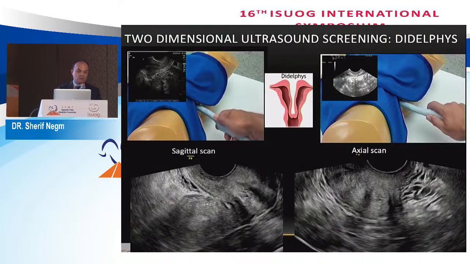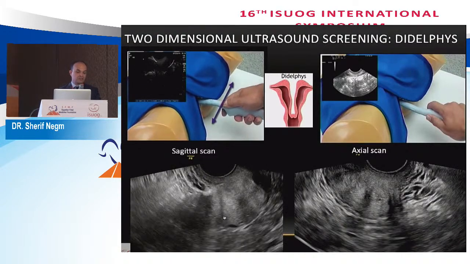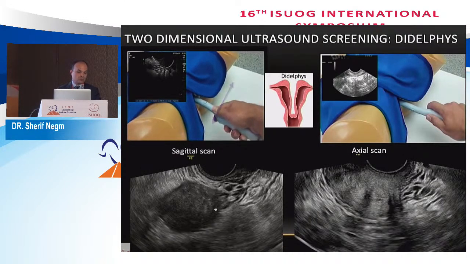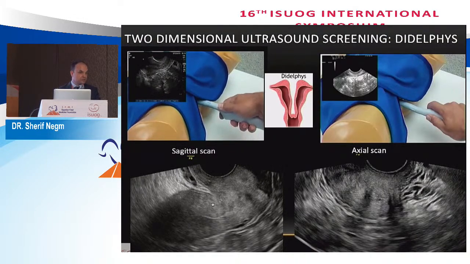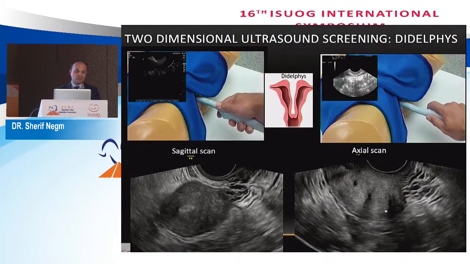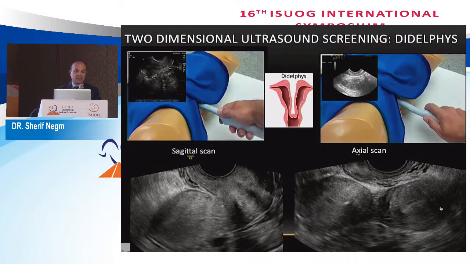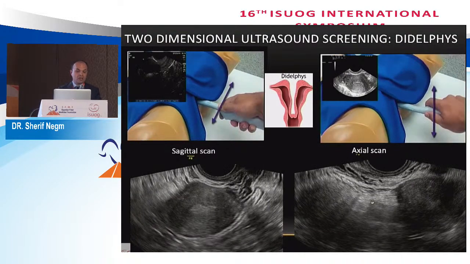This is another abnormality, much easier to suspect by 2D ultrasound. When we do a sagittal scan, you can see the uterus appear and then disappear, and then another uterus appears. So obviously there are two separate uterine bodies, and when you look at the axial scan, you have two cervical canals and two separate horns separated by no myometrium at all. You can see some fluid in the middle.